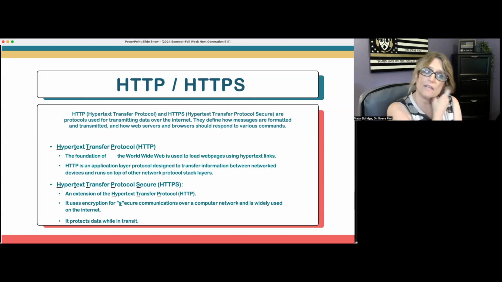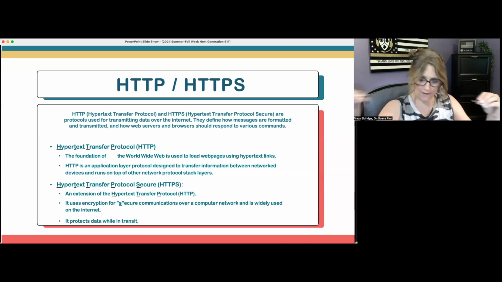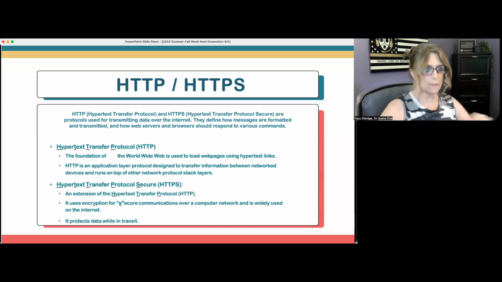HTTP is the foundation of the World Wide Web, and it's used to load web pages using hypertext links. So when you click on the link, HTTP is what is sending it. It's an application layer protocol designed to transfer information between network devices and runs on top of other network protocol stack layers. So there are different layers in the internet, and the different names and domains, et cetera, are built off of that.